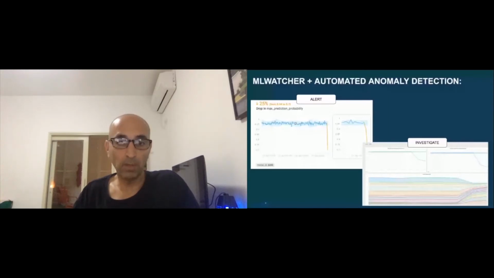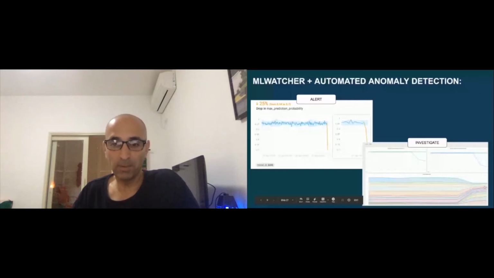Usually when you get an alert on the output prediction probability, not the distribution of classes, then you want to investigate first to see whether some of the input features changed. In this graph, what you see is the input feature distribution for all the different pixels. And you see that for a number of the pixels, this distribution completely changed because of this translation.